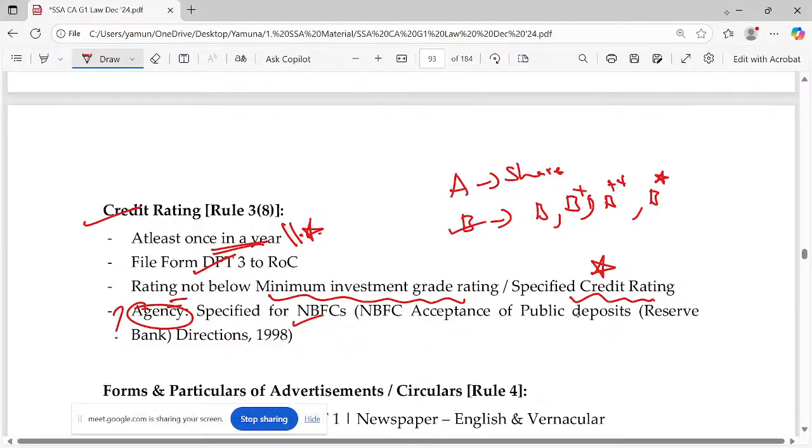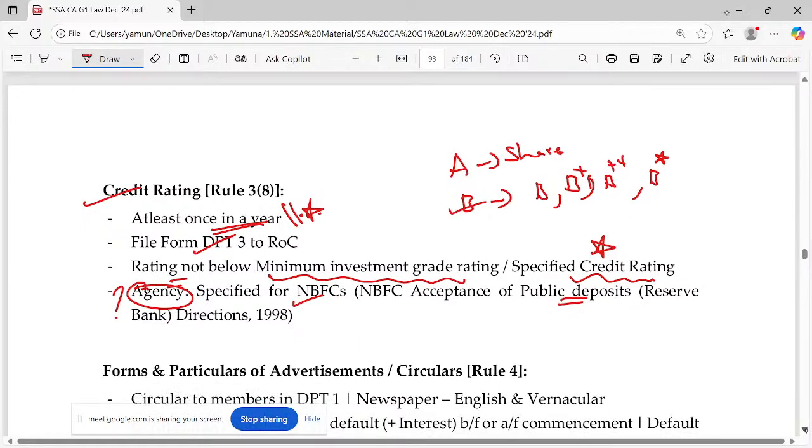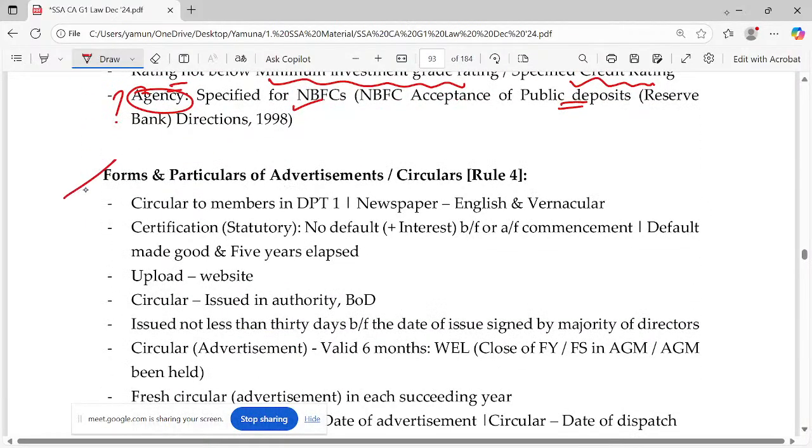Okay. So, acceptance of public deposits, etc. Forms and particulars of advertisement. Yes, this is an often asked question: what are the details and particulars? It's a very normal question. For advertisement, the circular to members should be given in DPT1. You can give it in a newspaper. DPT1 is a format, not a form. DPT3 is the form. DPT1 is a format.